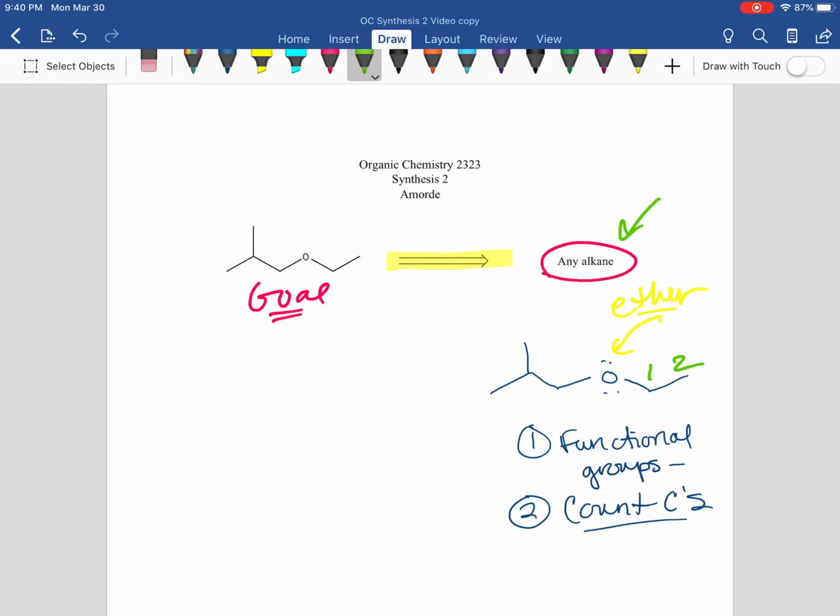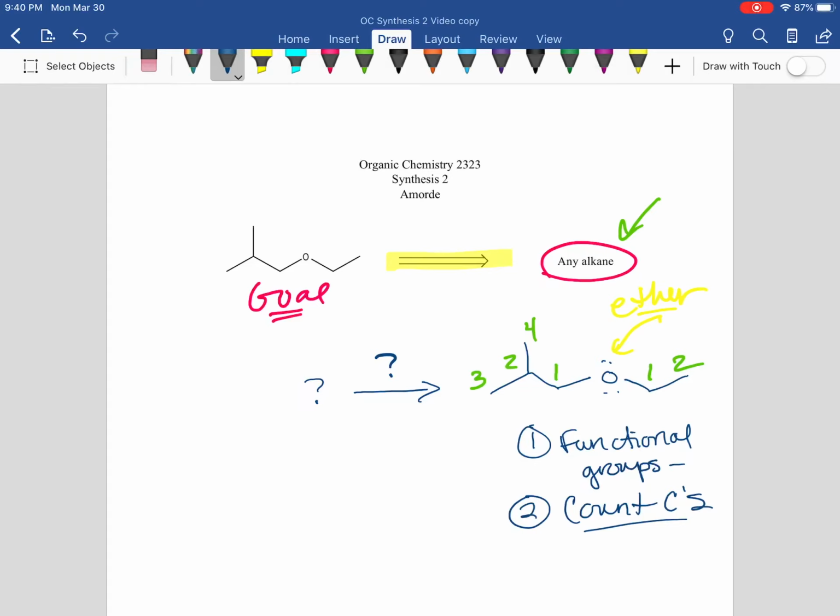So on this side of our ether, we've got a nice 2-carbon unit. On this side of our ether, we've got a nice 4-carbon unit. So we're going to want to start with that already in our alkane. All right, so in our last video, we learned how to go just one step backwards. So we're starting with the fact that we have an ether, and we're going to just picture this as a fill-in-the-blanks question, one step backwards.